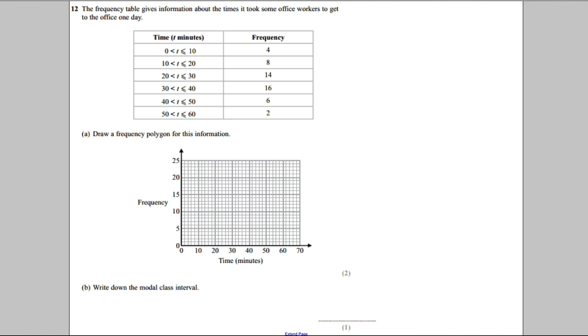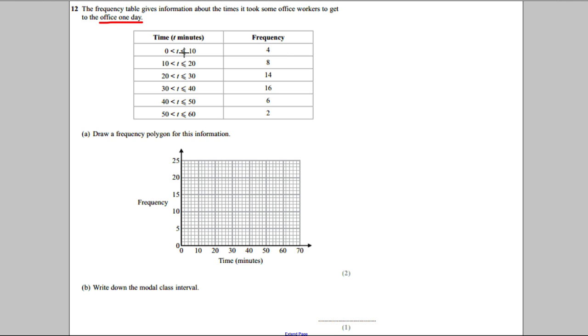Okay, and the very last question here, off you go, have a go there, just a frequency polygon. I'm going to go through in 5 seconds. Right, going through this we've got a frequency table about the times it took some office workers to get to the office one day. It says draw a frequency polygon. So we're going to draw the bars and then do the middle of the bars.